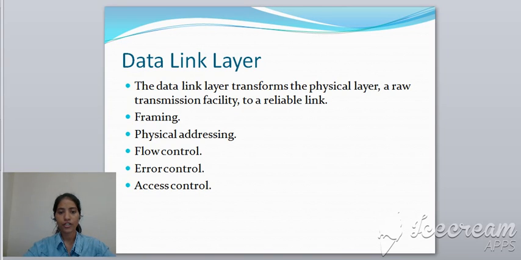Next important functionality of data link layer is access control. When two or more devices are connected to the same link, data link layer protocols are necessary to determine which device has control over the link at any given time.